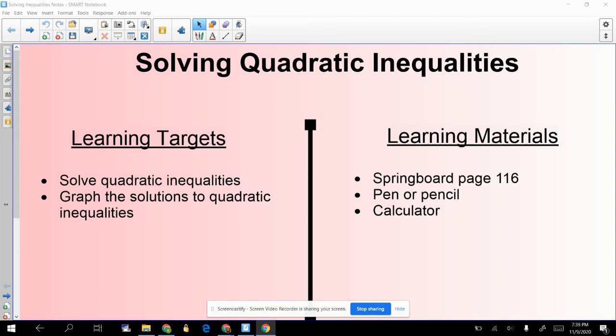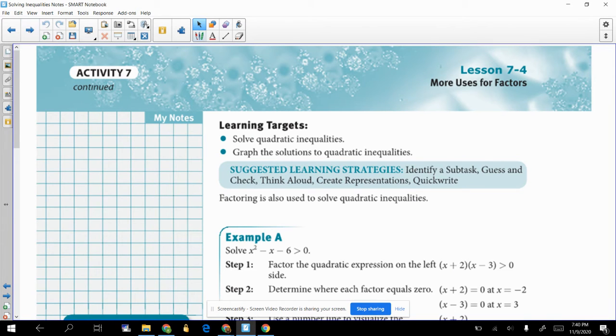Okay, so this will take place in your Springboard book on page 116. You will need a pen or a pencil and probably your calculator. So let's go ahead and get started. As I mentioned, we are going to solve quadratic inequalities, and then we're also going to graph those solutions to quadratic inequalities on a number line.